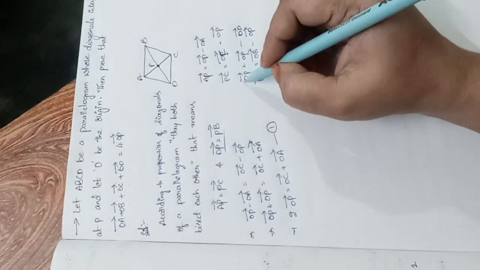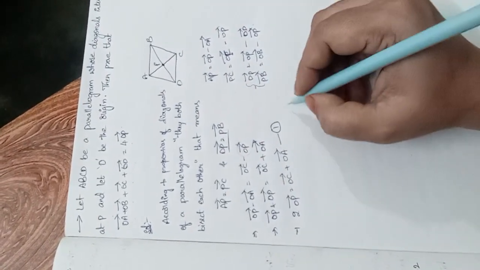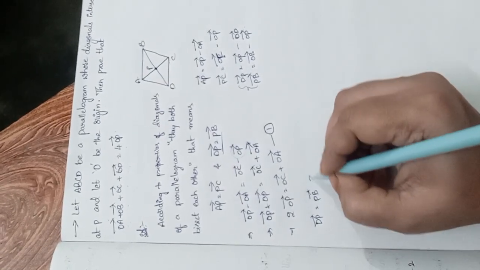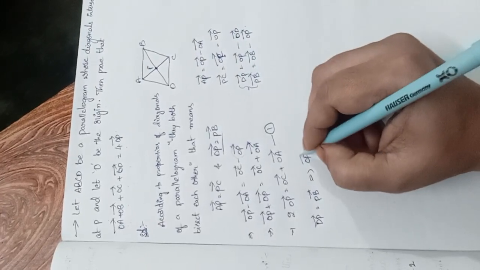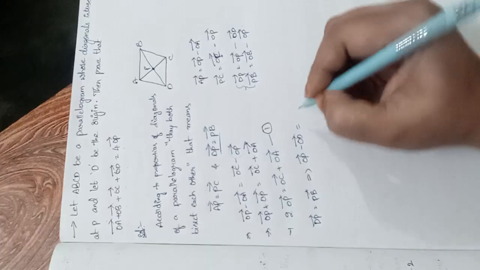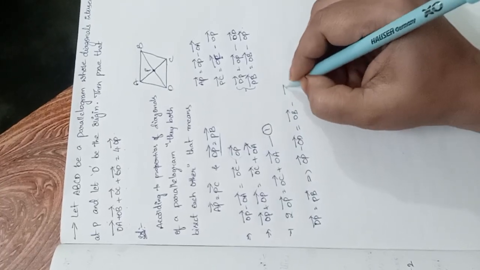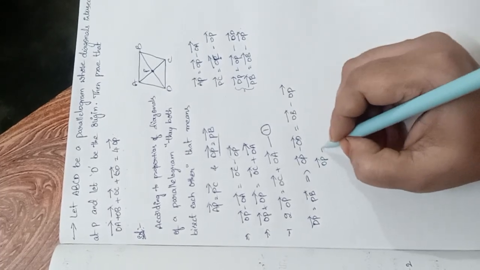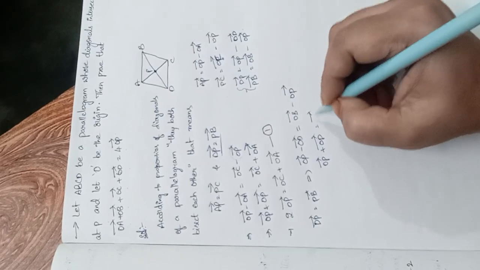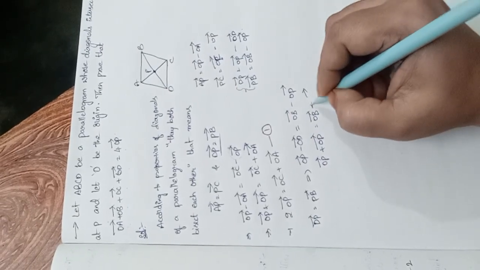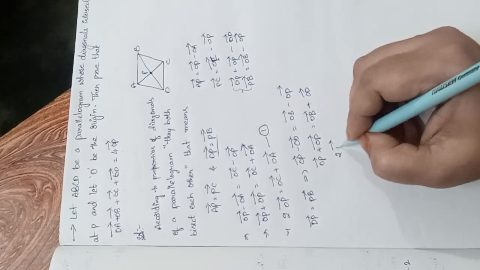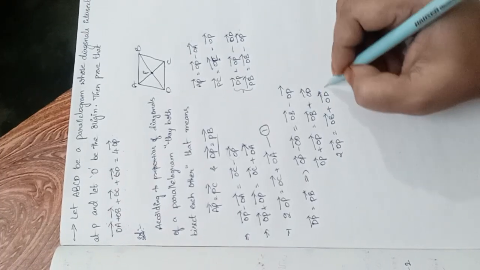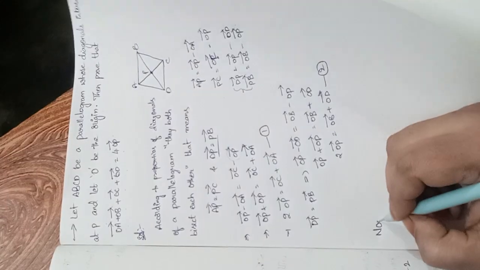Next, in this you substitute these two values. What you will get? Vector DP equals vector PB, no? Vector OP minus vector OD equals vector OB minus vector OP. Now bring this to the other side and this to this side. So vector OP plus vector OP equals vector OB plus vector OD. So 2 vector OP equals vector OB plus vector OD. This is equation 2.